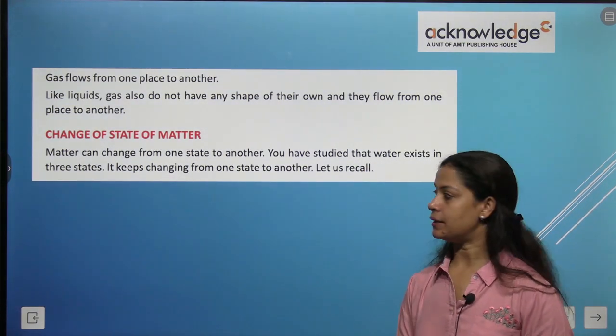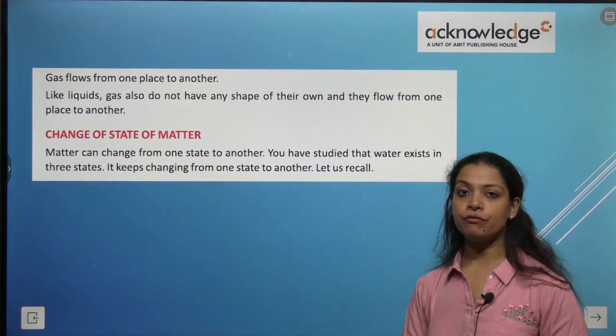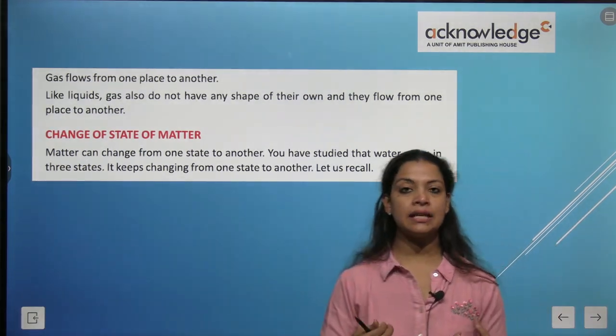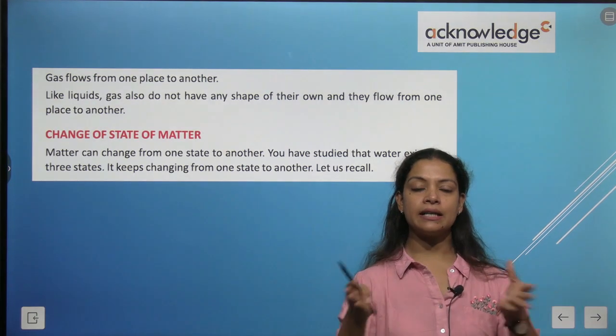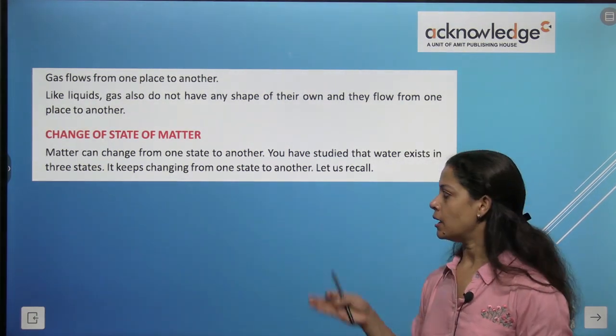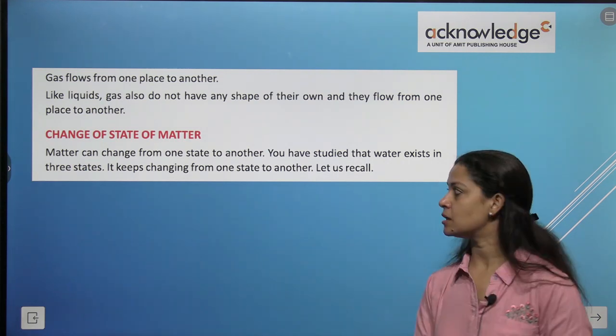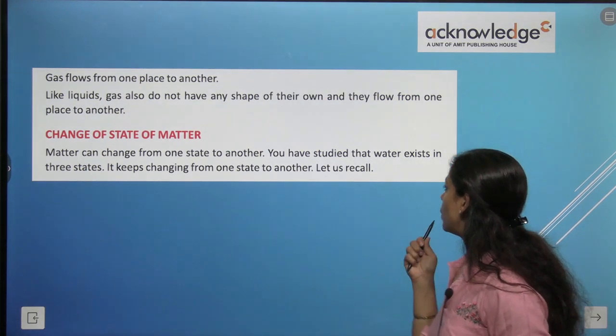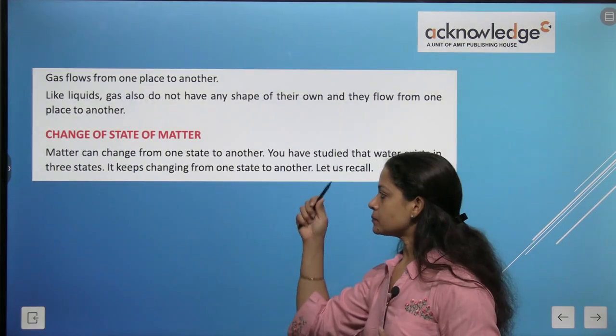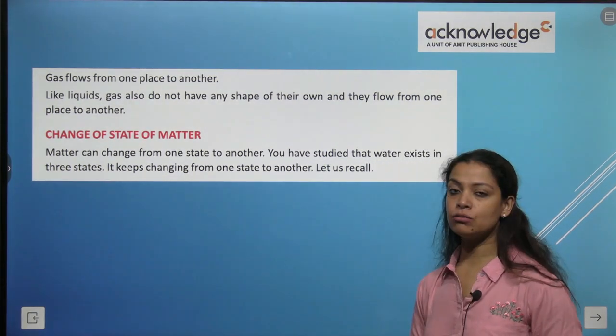Change of state of matter. Matter can change from one state to another. अब state क्या, मैंने जैसे बताया solid, liquid, gas, ये क्या होगा? State of matter. अब matter में एक ये property होती है that it can change its state. You have studied water exists in three states. It keeps changing from one state to another.